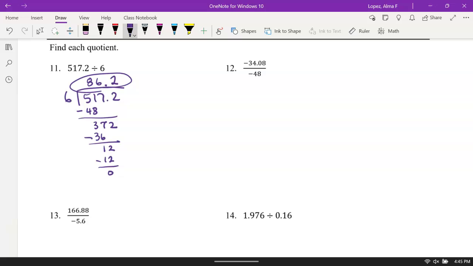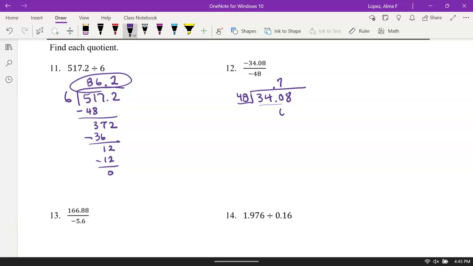Let's do it again. Now on this one, because we have a negative divided by a negative, the answer is going to be positive. So you don't actually have to use those to divide. So let's go ahead and divide the 48 into the 34.08. Decimal point's going to go right there. Now, 48 doesn't divide into 3. It doesn't even divide into 34. So I'm actually going to divide it into this 340. It goes 7 times. You can play with it in the margin like we showed you in class before.